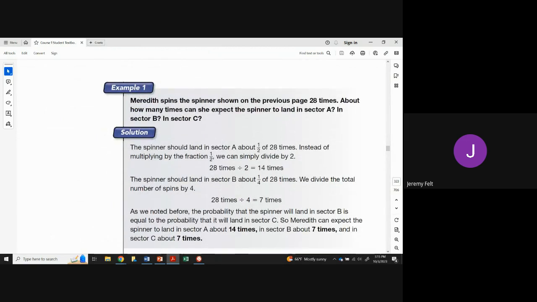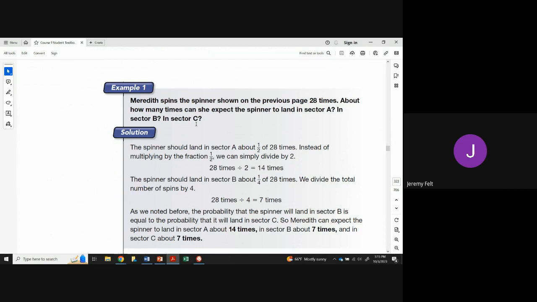So Meredith spins that spinner we were just looking at. About how many times can she expect the spinner to land in sector A, B, and C if she spins it 28 times? Now there's theoretical and experimental probability, and we'll talk about those differences down the road. For now, we're just looking at theoretical, just mathematically.